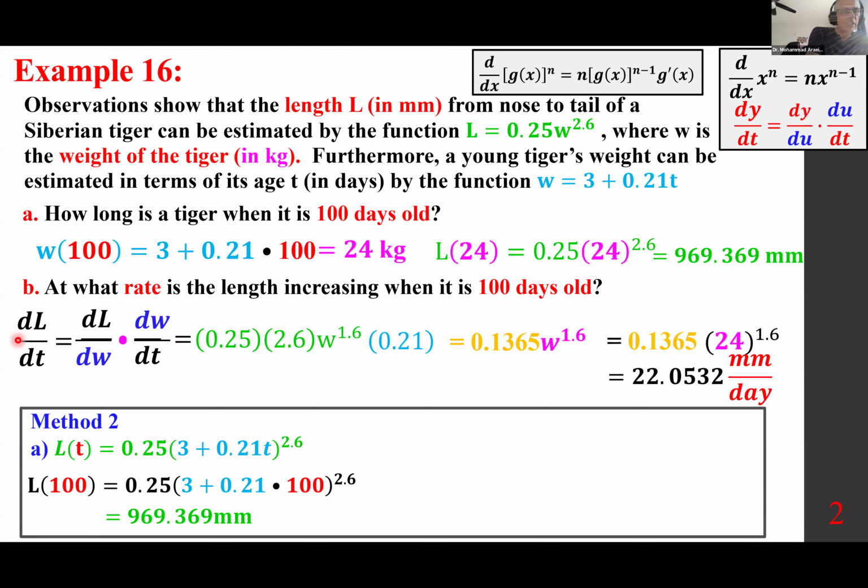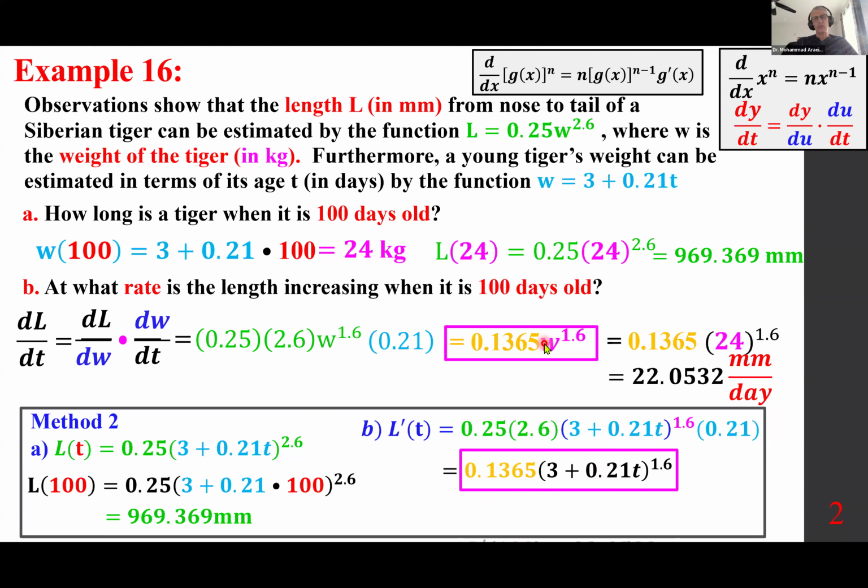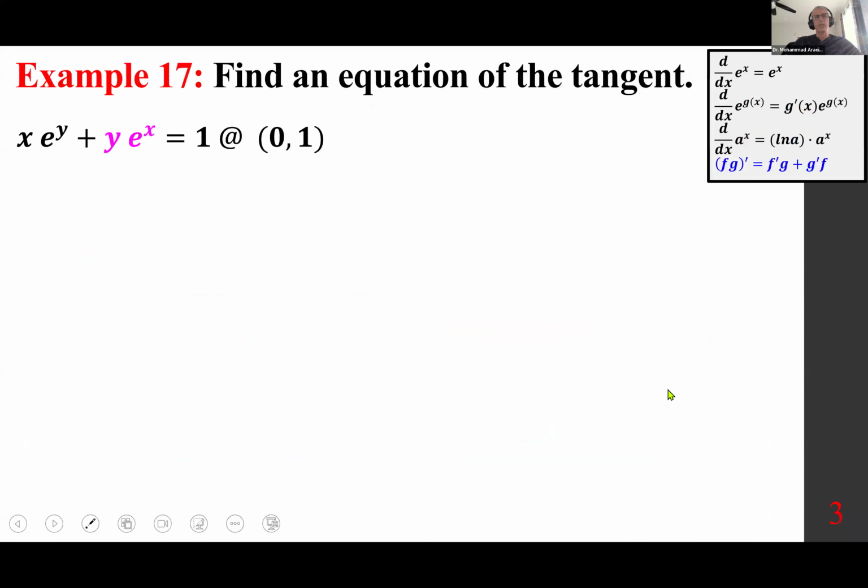Now, the second one, dL/dt or L prime: 0.25 remains, times 2.6, the same thing to the power of 1.6, and the derivative of the inside is 0.21. This is by the chain rule. The product of those three numbers, we put them in front, and notice these two would be identical if we replace the W right here. Now if I plug in 100, I get exactly what I had here in the first place. So that's pretty straightforward. I hope everybody is okay with that. We're going to move on.